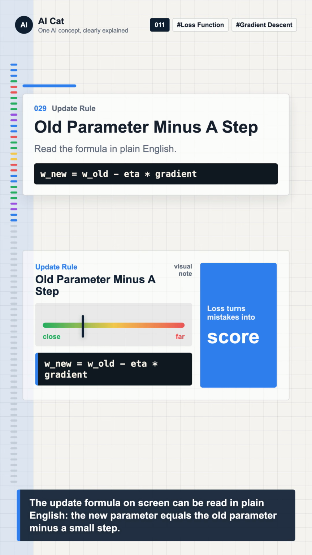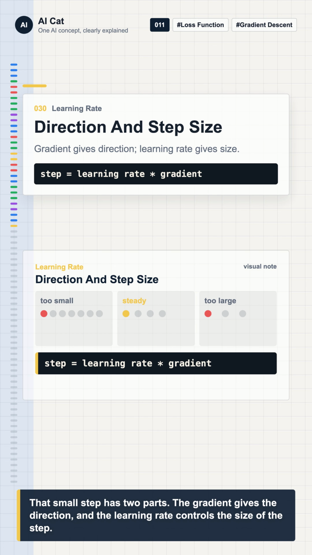The update formula on screen can be read in plain English. The new parameter equals the old parameter minus a small step. That small step has two parts. The gradient gives the direction, and the learning rate controls the size of the step.